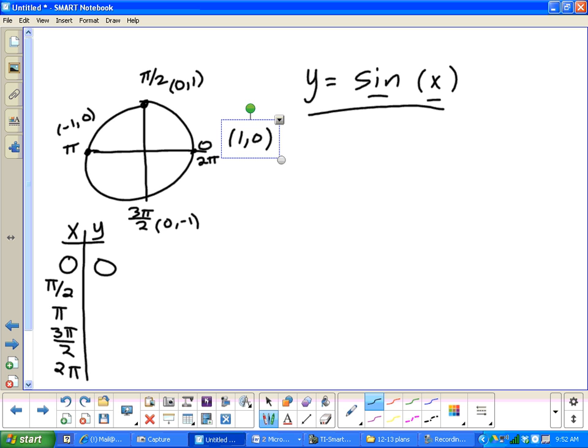Now let's go to my next angle, pi over 2. At pi over 2, what's the sine there? 1. At pi, what's the sine there? Back at 0. Now at 3 pi over 2, the sine would be negative 1, because sine is the y coordinate. And then back at 2 pi, the same ordered pair we started at, it'll be 0.